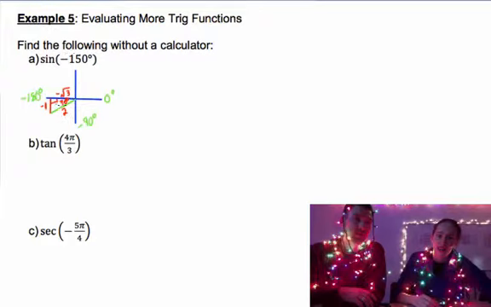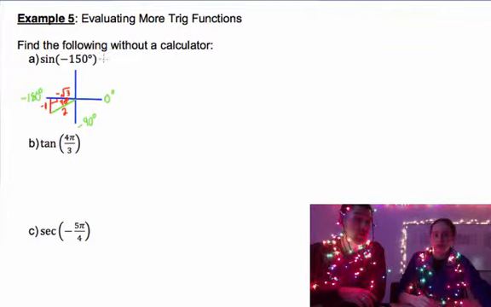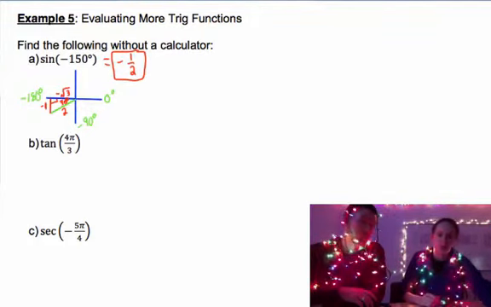Okay. All right, sine is opposite over hypotenuse or y over r, depending on how you want to think of it. Get comfortable with y over r, kids. So negative 1/2 is sine of negative 150 without a calculator. Wow, you're a genius. Thanks.